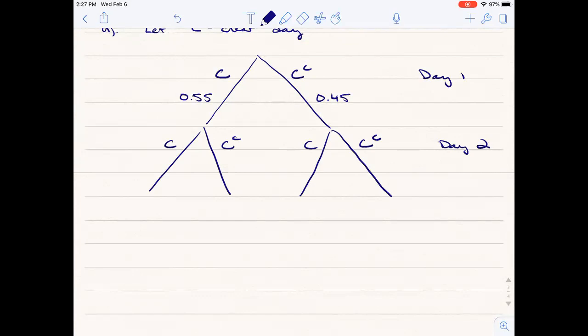Here's where we're told, okay, so assume that if the weather was clear the previous day, the probability of a clear day is 0.7. So on the left-hand branch, we've got a clear day, so then the probability of a clear day here is 0.7. So then the probability of a not clear day is 1 minus that, 0.3.